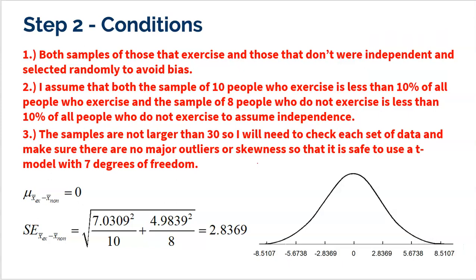So since both graphs looked okay, we are okay to proceed with 7 degrees of freedom for my T model here. Obviously, I'm choosing the lower of the two. 8 minus 1 is 7, 10 minus 1 is 9, 7 is smaller. So anyway, the mean of my sampling distribution, assuming the null is true, is 0. I'm going to assume that there is no difference between those that exercise and those that don't.